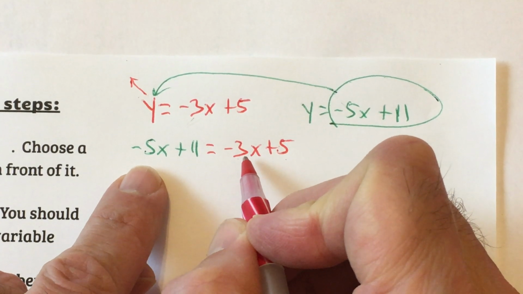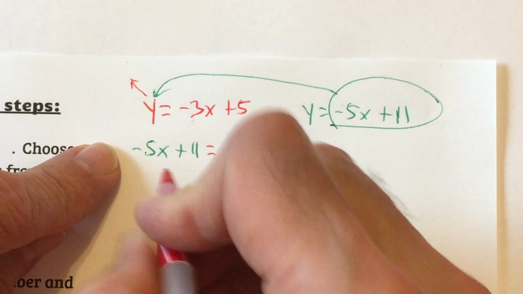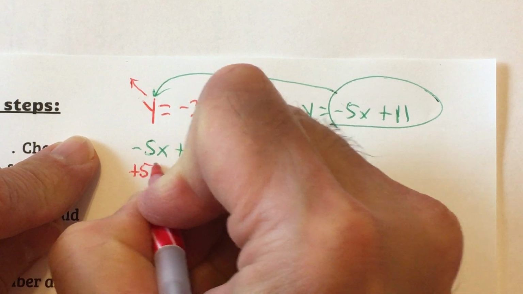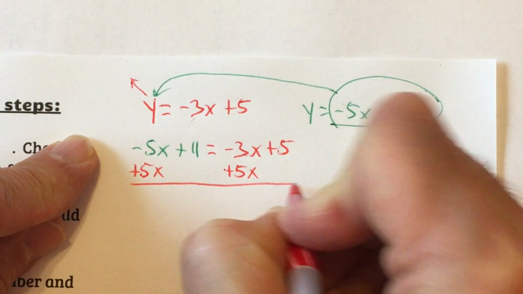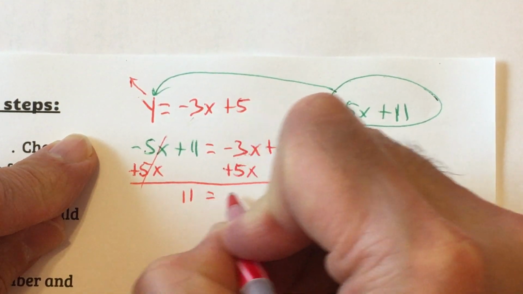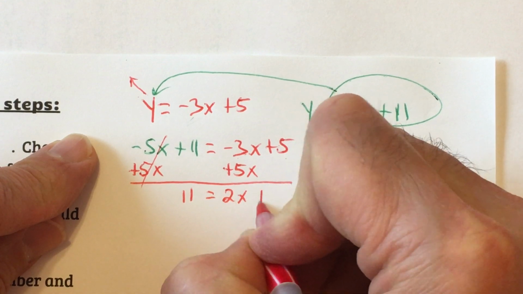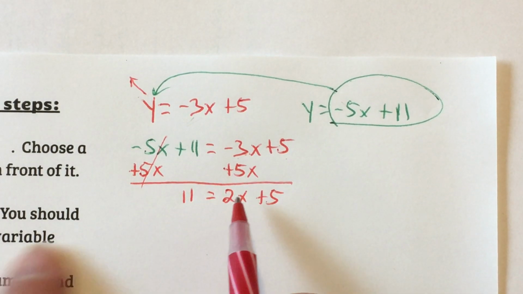What I like to do is keep the most positive x. This one's more positive. So I'm going to get rid of the negative 5x by adding 5x to both sides. Always got to be equal on both sides. These will cancel. I get 11 equals 2x plus 5. Am I done with this? No, I haven't solved for x yet.